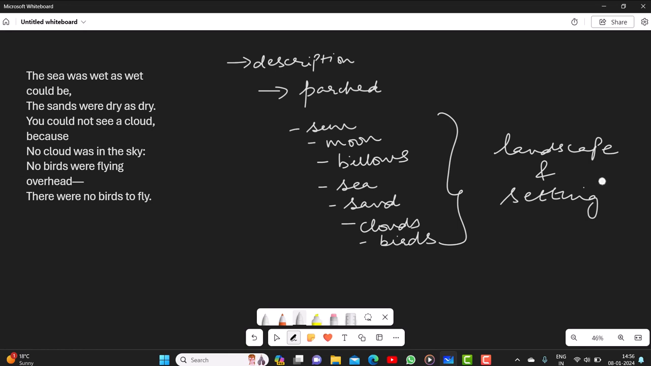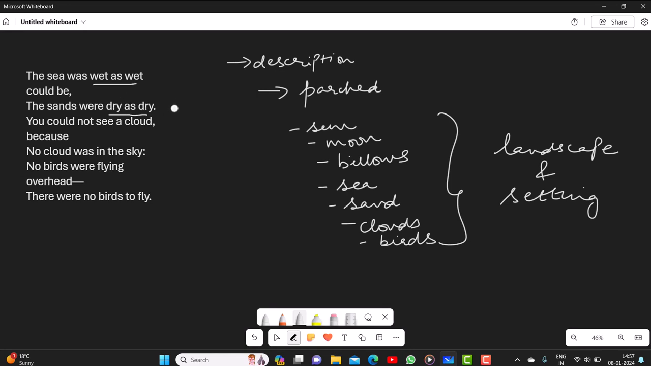All right. Now, The Walrus and the Carpenter, this poem, has two very famous similes. The sea was wet as wet. The sands were dry as dry. Now, we all know what a simile is. A simile is a literary device that compares one thing to another using the words like or as. Now, Carroll, the poet, uses these similes to compare the thing with itself. Wet as wet, dry as dry.